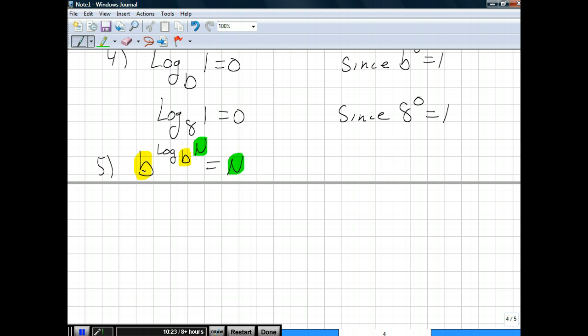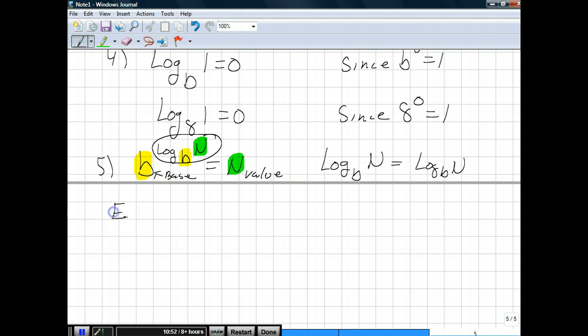Okay, because again, if you take it out of exponent form and put it into log form, it's going to be log of the base, this is the base, of the value equals, this is the value, equals the exponent. Okay?